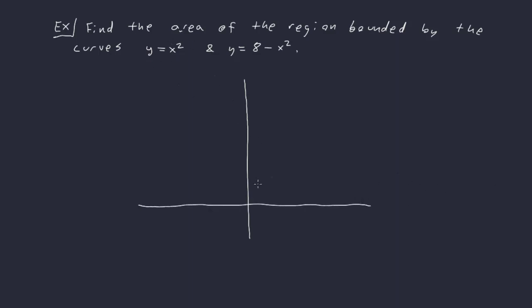Well, the first one is just x squared, so that's not that bad. It's this U here. Let me try my best to make it at least look somewhat correct. All right, that's good enough. So there's y equals x squared. Then 8 minus x squared, well, that's going to say up here at 8, do another parabola going downwards.